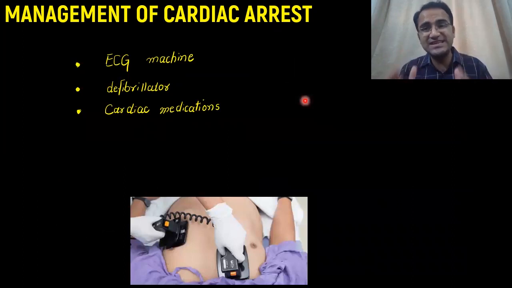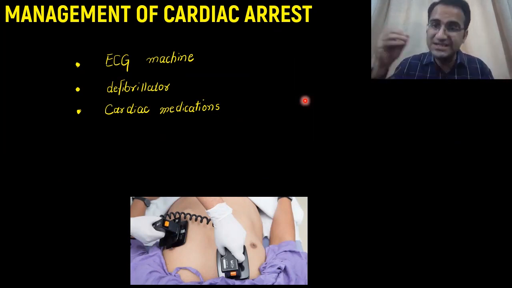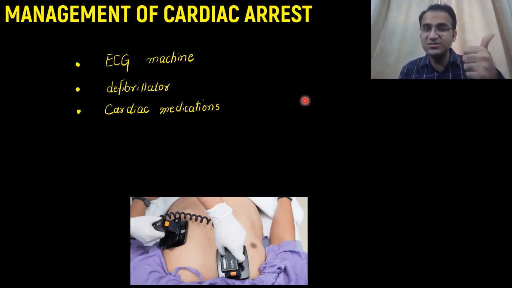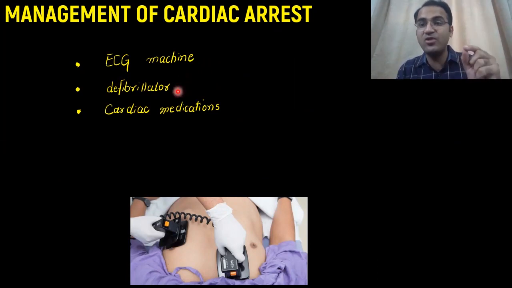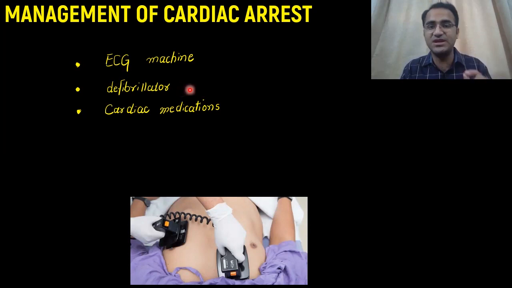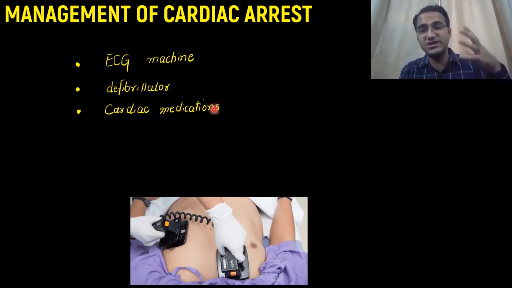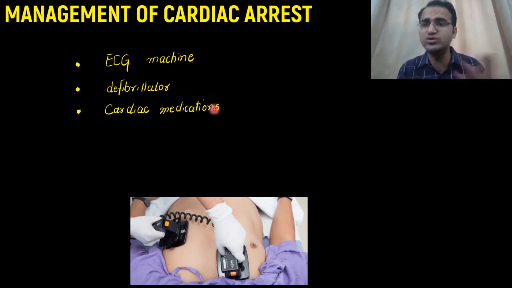Most of the patients get cardiac arrest outside the hospital facility, and you provide this management outside the hospital. But when you are inside the hospital, or when the patient has reached the hospital, then an ECG machine, defibrillator, and cardiac medications must be there. You apply the ECG machine and you detect the abnormal rhythm, and you bombard that abnormal rhythm with the defibrillator, and you stop that abnormal rhythm with the defibrillator, and you also give cardiac medications to help the heart push blood out of it and generate a pulse.